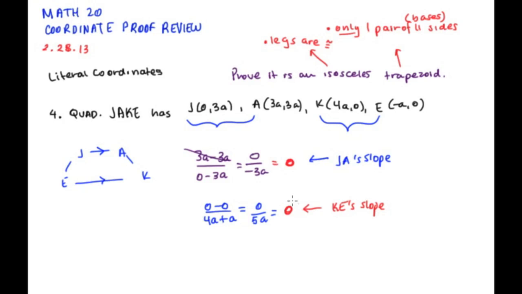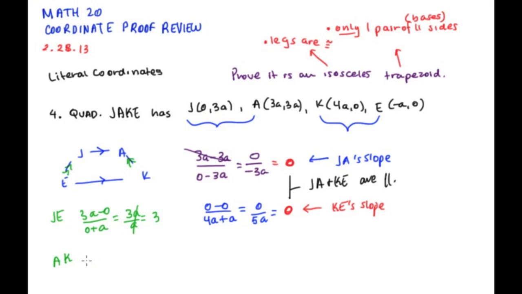So we do see that both of these slopes are the same, so that must mean that JA and KE are indeed parallel. Now if we want to prove that this is not a parallelogram but indeed a trapezoid, we need to prove that these are not parallel. We need to prove that JE and AK aren't parallel. So let's just do that real quick. So let's do JE. So for JE we have 3a minus 0 over 0 minus, well, 0 plus a. So that's going to be 3a over a, or just 3.